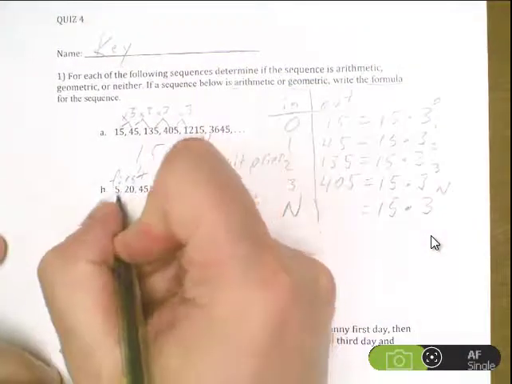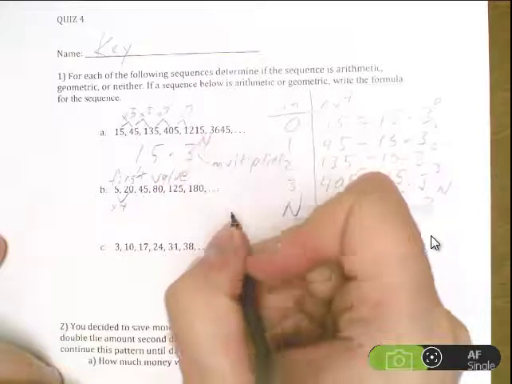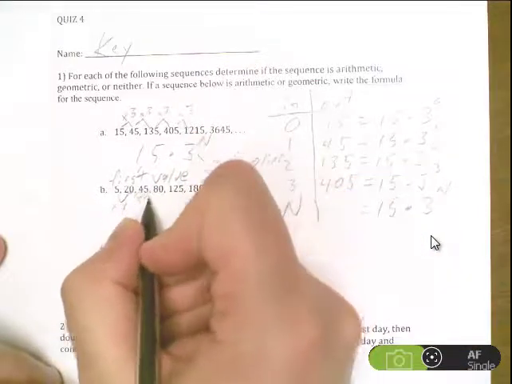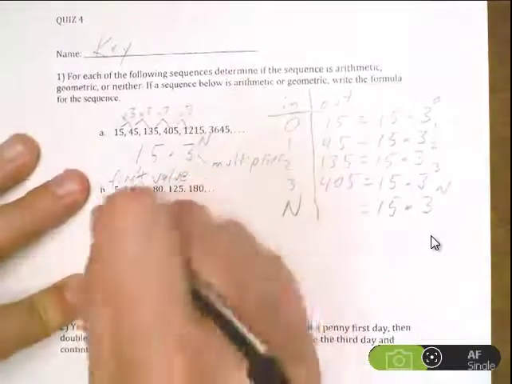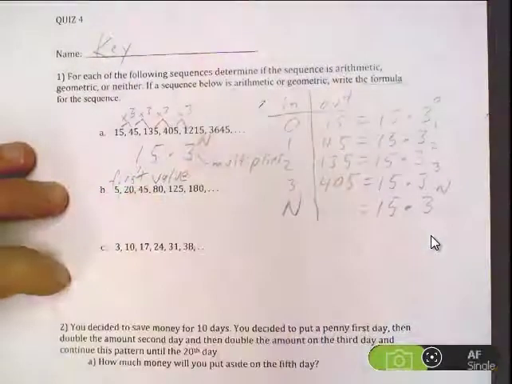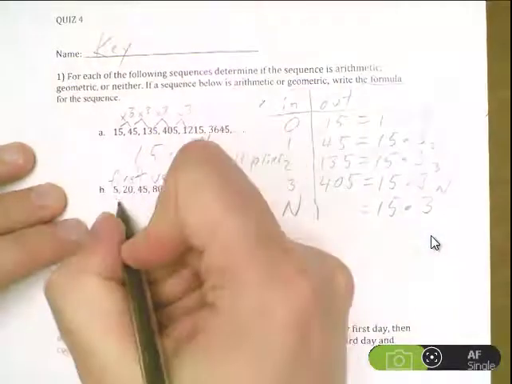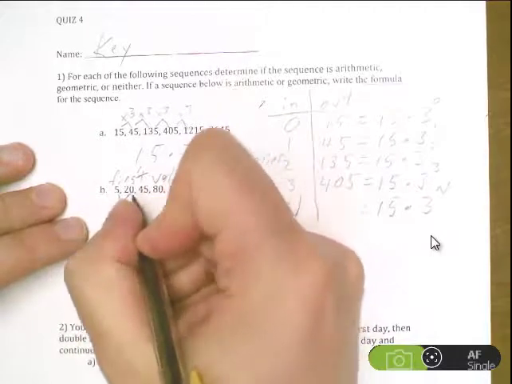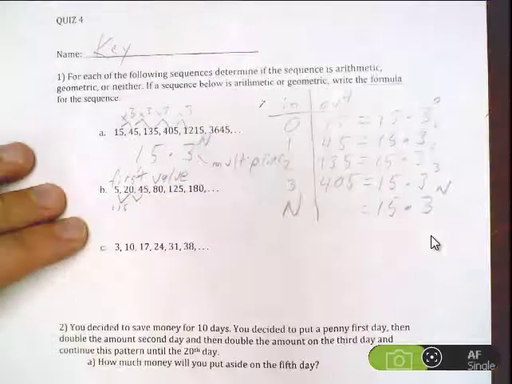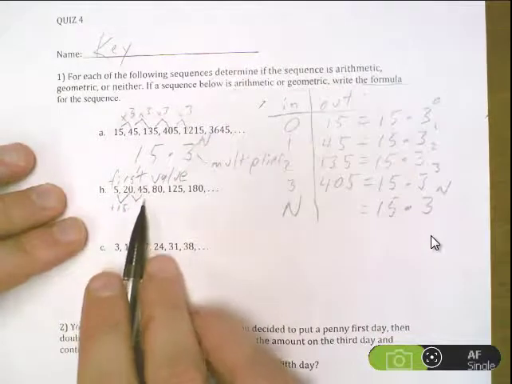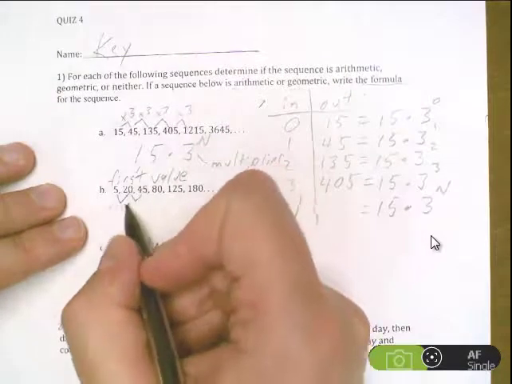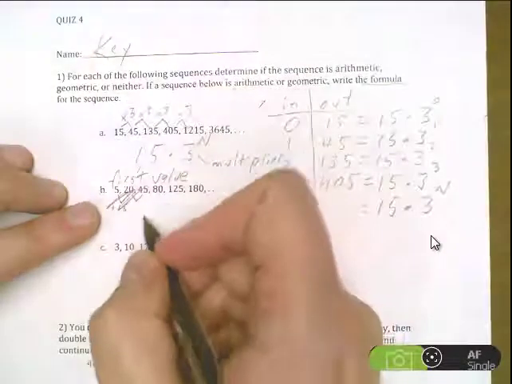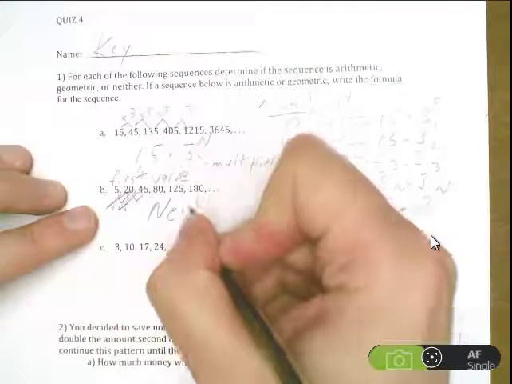5 to 20, let's see, we can times by 4, but then if we times that by 4, we would need an 80 right here, which we don't have. So this one's not geometric, because there's no multiplier that fits. Let's see, we could try adding. 5 to 20 would be add 15, and then if we add 15 again, we'd have to be at 35. Well, it's not working, right? That's all we have to check. If it's not consistent the whole time, then it's neither.